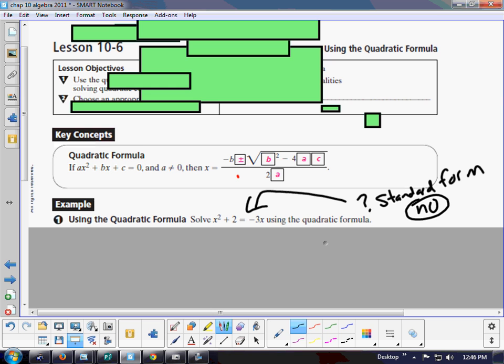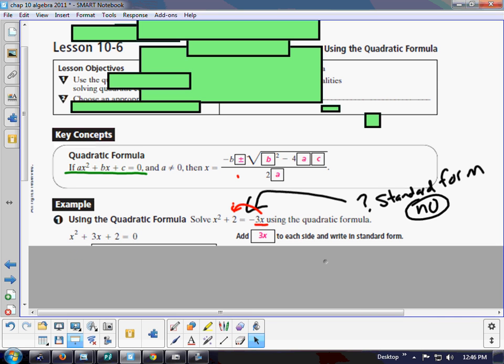Standard form's right there, where the square, the x, and the c value are all on one side. Here, the negative 3x is on the wrong side. We need to move it over to the other side. We do that by adding 3 to both sides, so we get it over to the other side. All right? And that's already written for you in the book. Okay? Rewrite the quadratic formula.